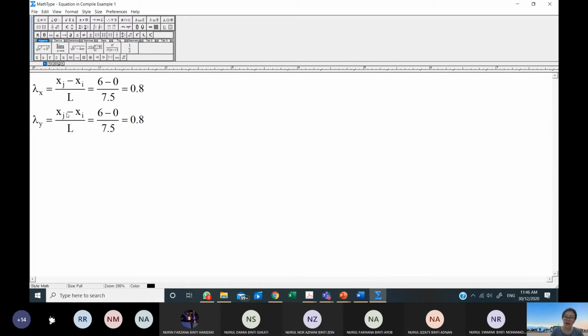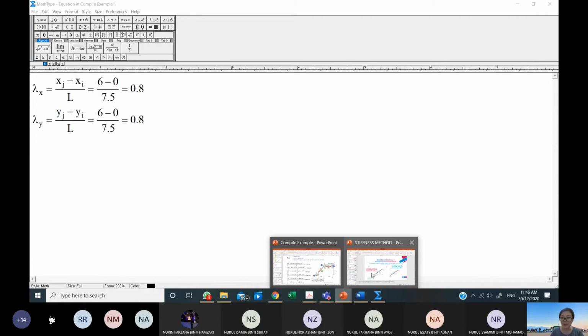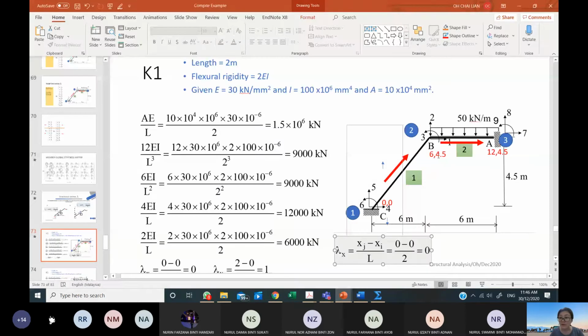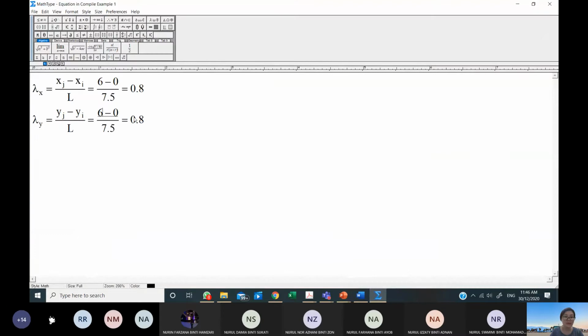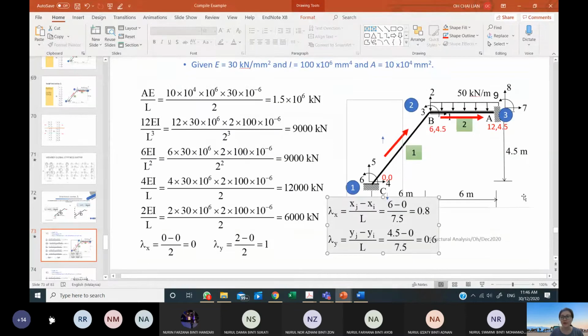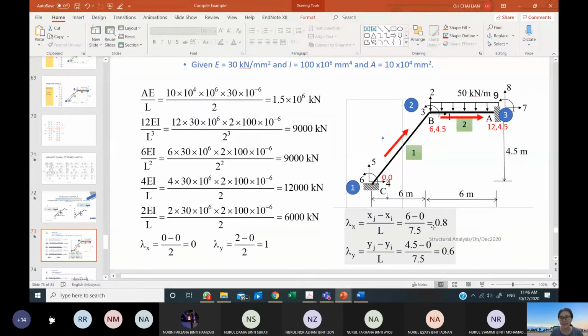Now we can also get lambda y straightforwardly. Lambda y will be y at the far end minus y at the near end, divided by the length. The length will be the same. Y at the far end is 4.5. Y at the near end is 0. So we put in 4.5 minus 0, divided by 7.5. What is this? 0.6. Thank you. So now you have your lambda x and lambda y ready.